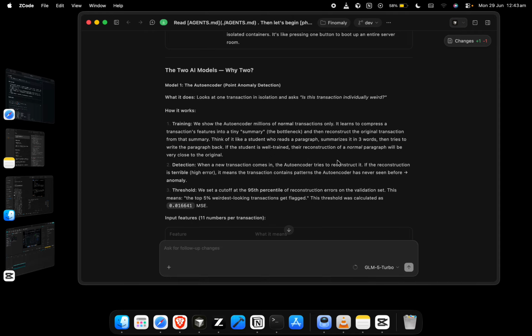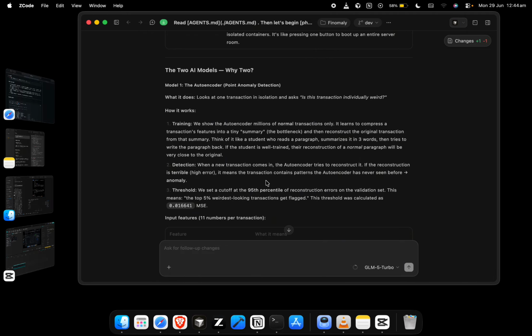So, think of it as a student who reads a paragraph, summarizes it in 3 words, and then tries to write the paragraph again. If the student is well trained, their reconstruction will be very close to the original. So basically, it's compressing what it knows about the transactions into a summary and then tries to reconstruct it from that summary. So the more we train it for that, the more it gets better at that task.